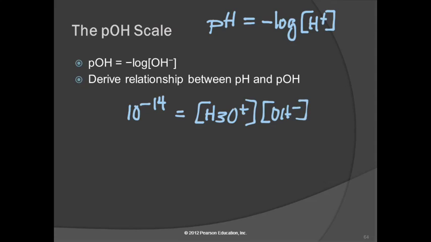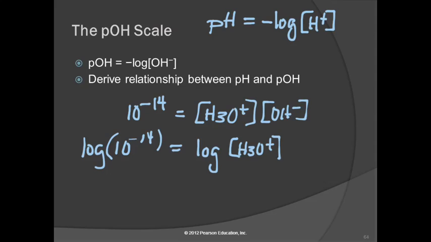If I take the logarithm of both sides, the logarithm of 10 to the minus 14 would then be the logarithm of these two numbers. When you have logarithms of numbers that are multiplied, then you add them. So the logarithm of H3O plus, plus the logarithm of OH minus. The log of 10 to the minus 14 is minus 14.